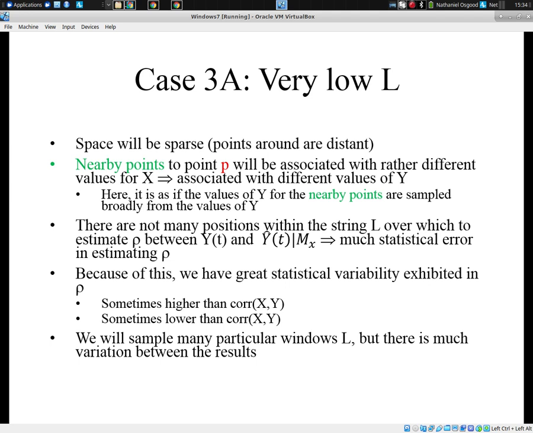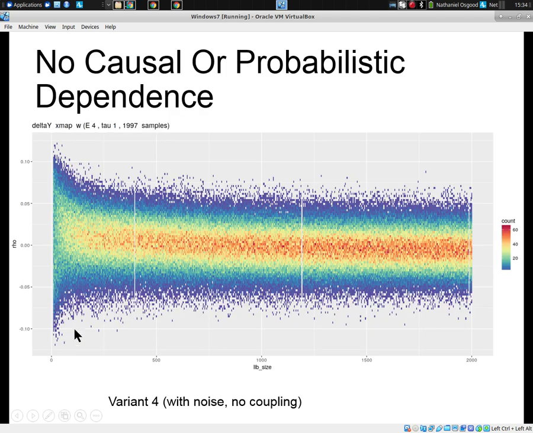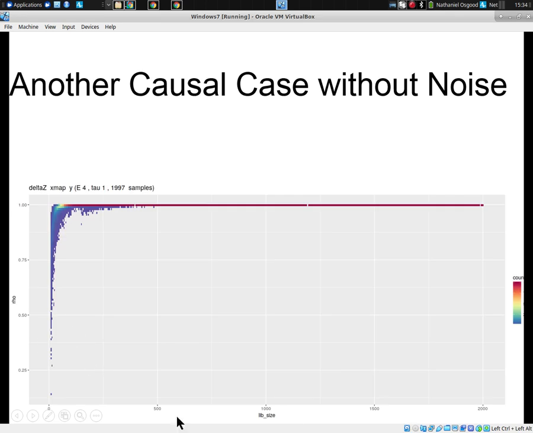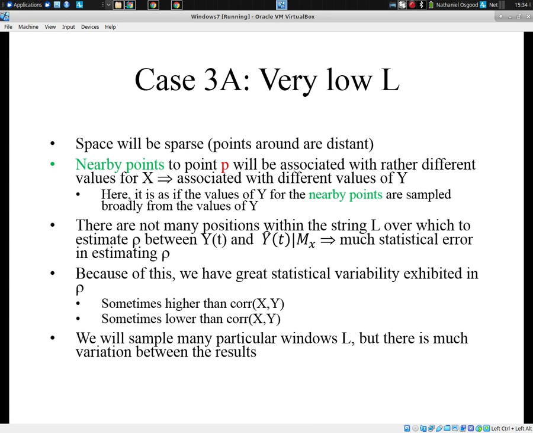Okay, consider now very low library size. So very low size here, down here, or down here. This is library size, L. Here space is sparse, points are distant. Nearby points to an index point P will tend to be associated with very different values of X and therefore different values of Y too. And the nearby points' values of Y are sort of sampled from values of Y.